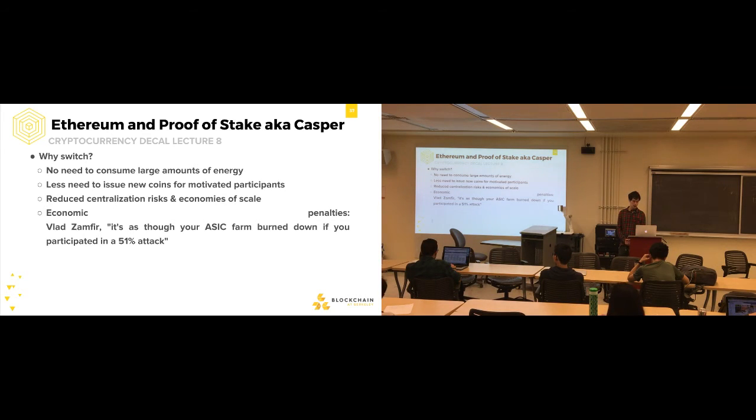And because of the lack of high electricity consumption, there is not as much need to issue as many new coins in order to motivate participants to keep participating in the network. So it may even be theoretically possible to have a negative net issuance, which means we can implement this through proof of burn, where a portion of transaction fees are burned and the total supply of currency goes down over time.